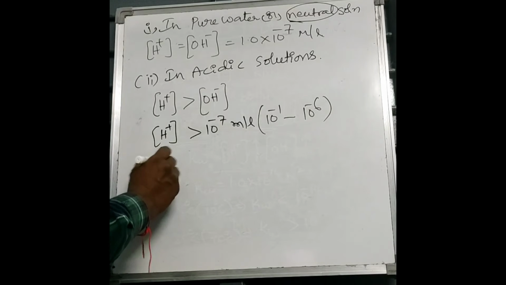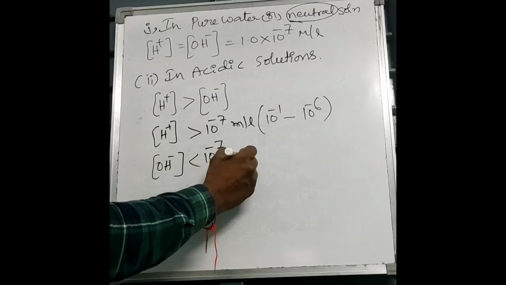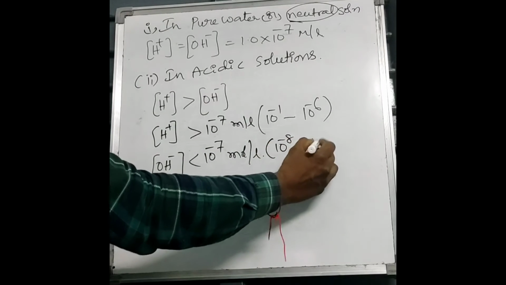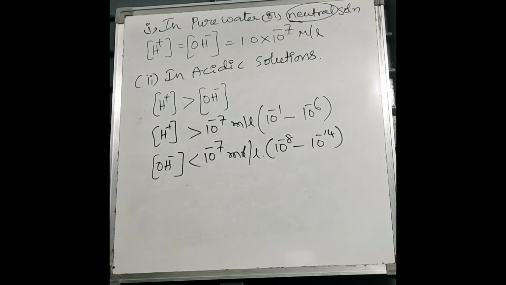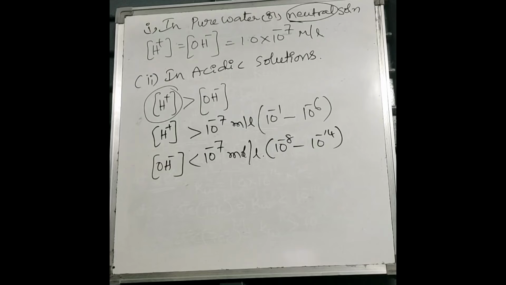And what is the OH minus ion concentration? It is less than 10 power minus 7 moles per liter, 10 power minus 8 to 10 power minus 14. So in this case, where H plus ion concentration is more, the nature of the solution is acidic.